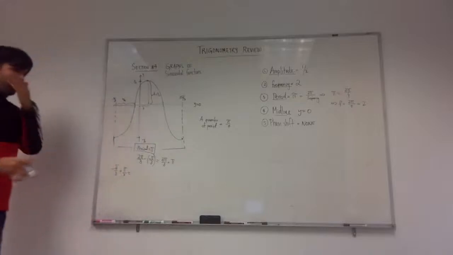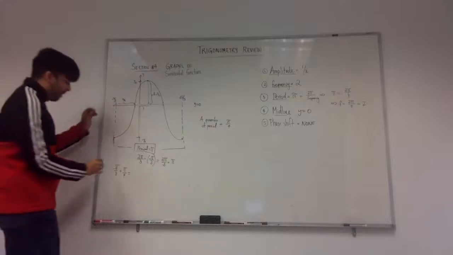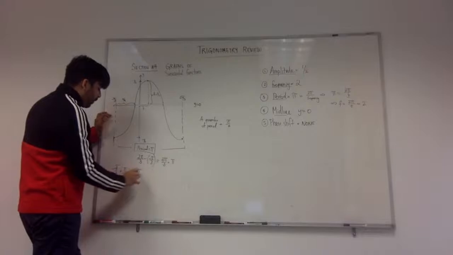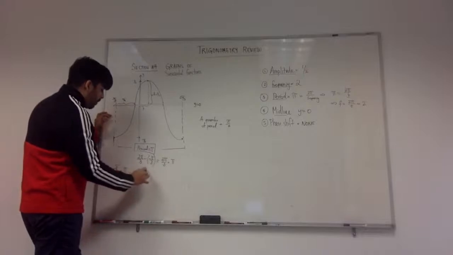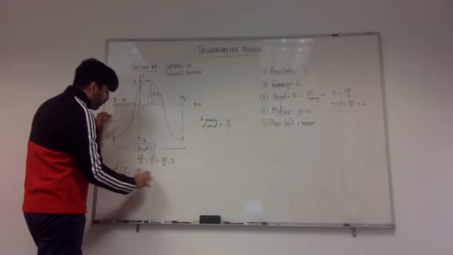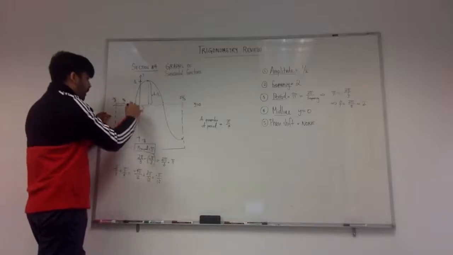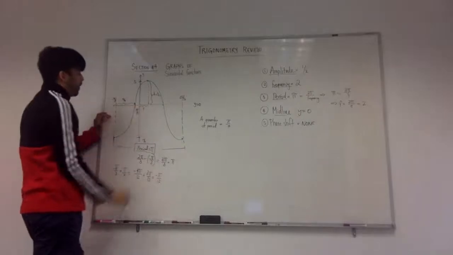These are like the small little details that we need to figure out. So I need to have the same denominator, so this becomes -4 pi over 12 plus 3 pi over 12, which equals -pi over 12. So this point right here is -pi over 12.